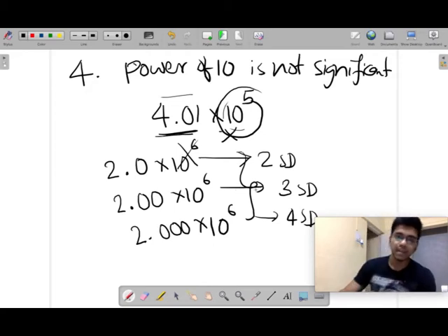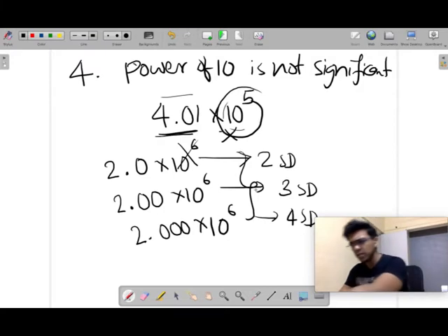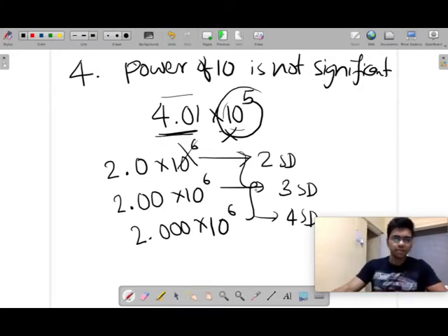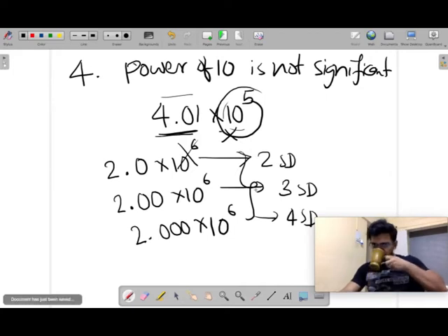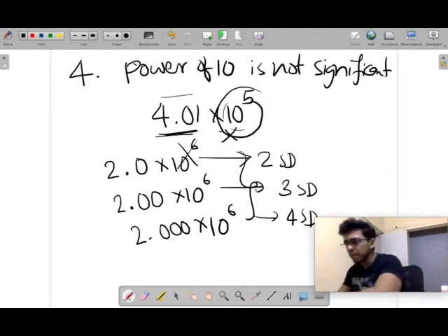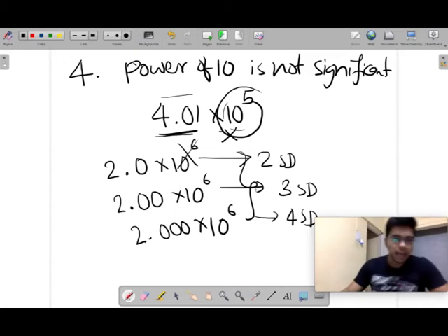So how do you find significant figures in a particular number? Typically you will be given a number and asked to find how many significant figures are there in that number. You should be applying these rules, and that will help you to find significant figures.